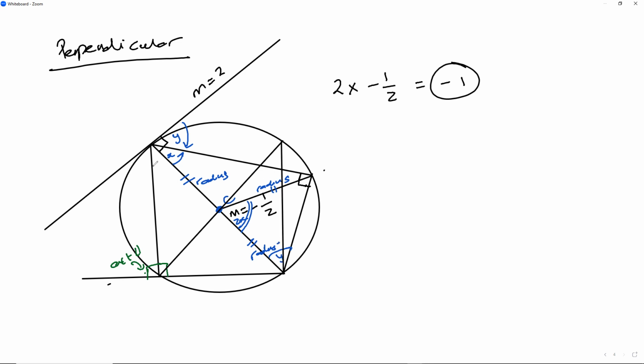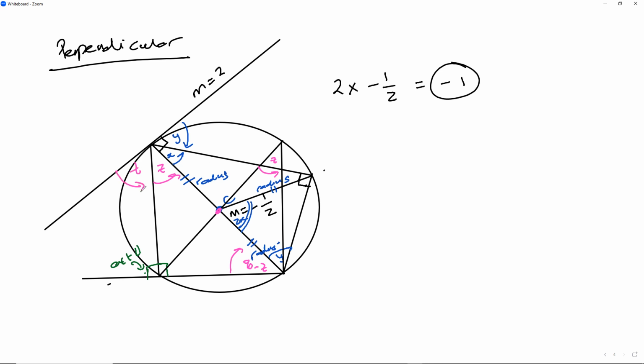And let's call this angle y. No, let's call it z. So those two angles will be equal as well, because of angles in the same segment. Which means that this angle is going to be 90 minus z, because angles in a triangle add up to 180 degrees. We could develop all kinds of different angles like this.